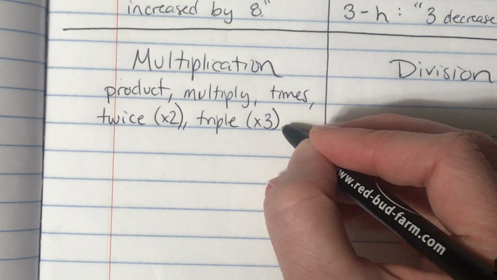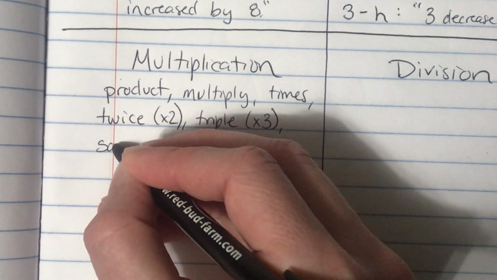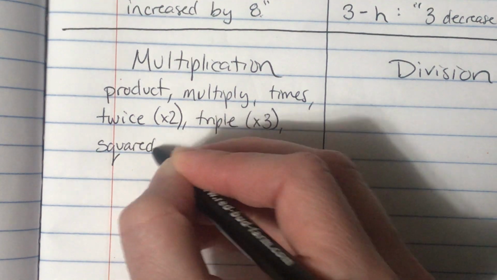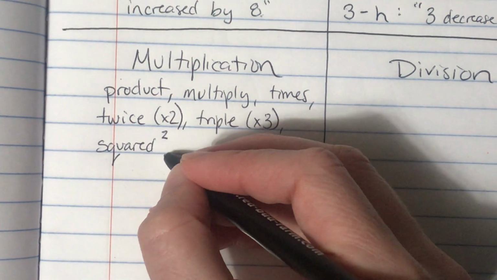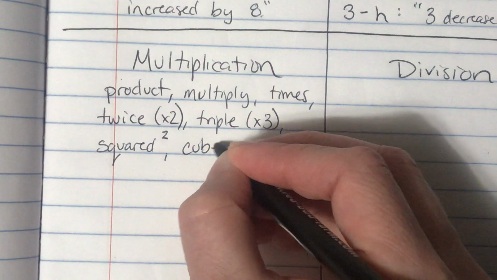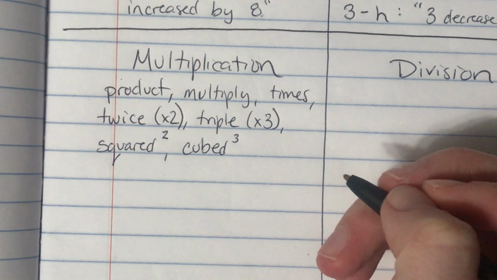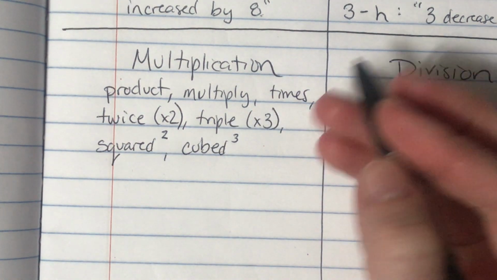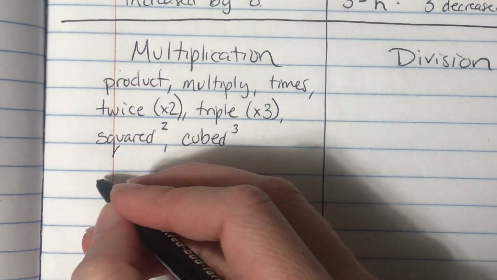And also words that mean multiplication could be something like squared. And remember, that is an exponent. And cubed. Those are exponents, which mean multiplication, but those are those fancy words as well.